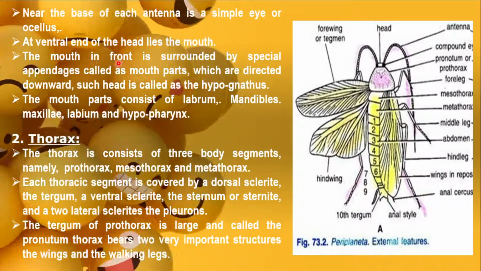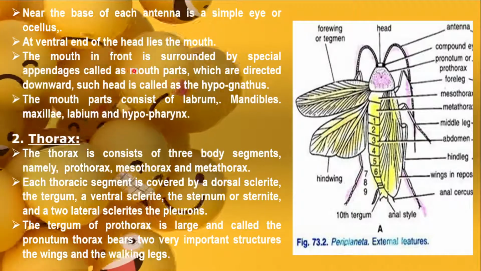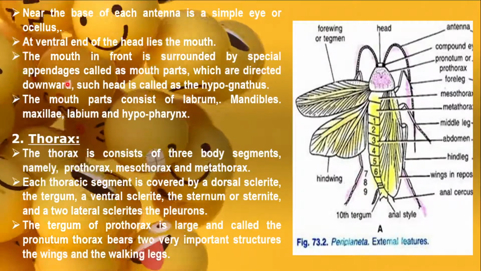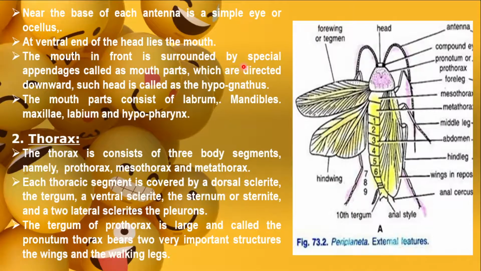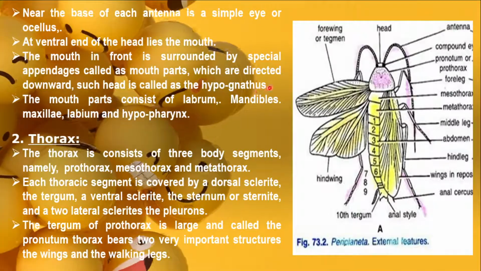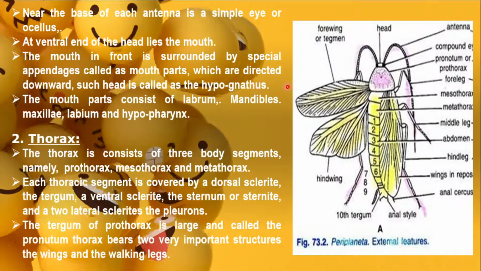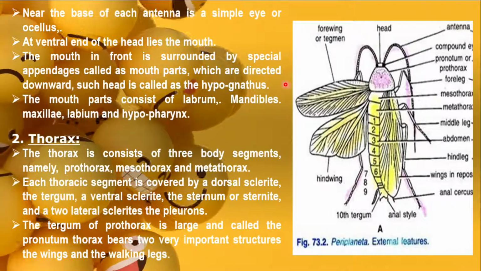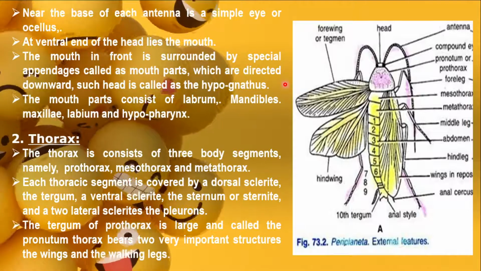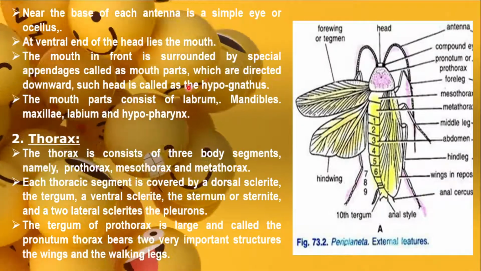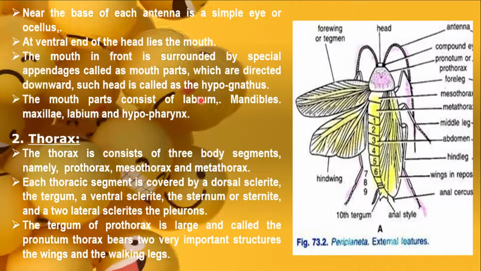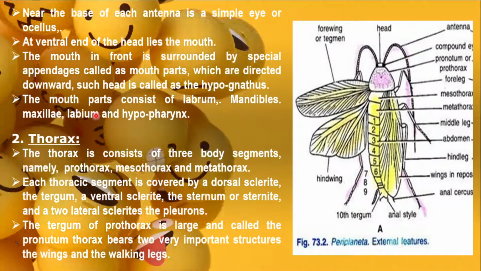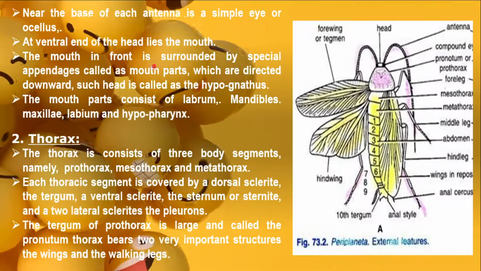The mouth is surrounded by special appendages called mouth parts, which are directed downward. Such a head is called hypognathous. I will explain this terminology: hypo means on the lower surface and gnatha means jaws. So jaws are present on the lower surface of the head, that is, on the ventral side. Animals having the mouth parts or mouth opening on the ventral surface are called hypognathous. The mouth parts consist of labrum, mandibles, maxillae, labium and hypopharynx. These structures we will study in the digestive system.